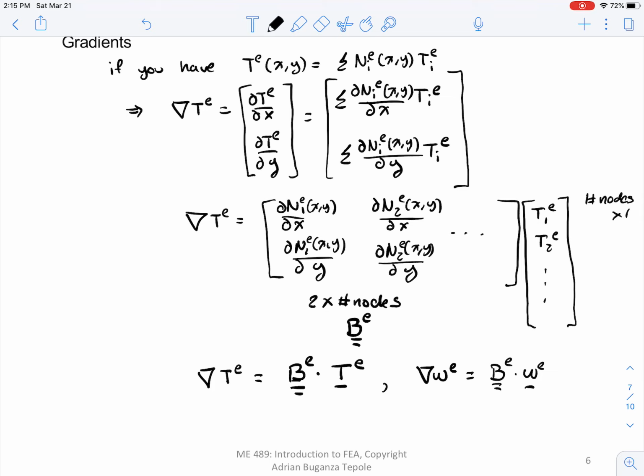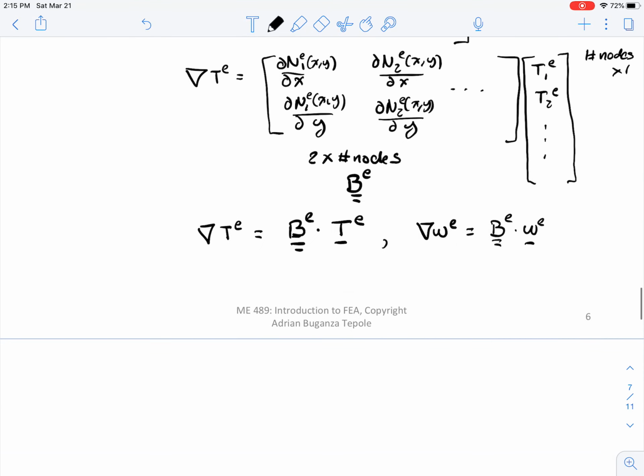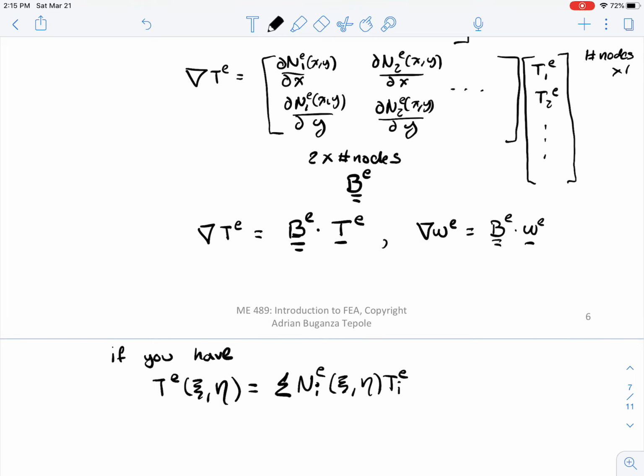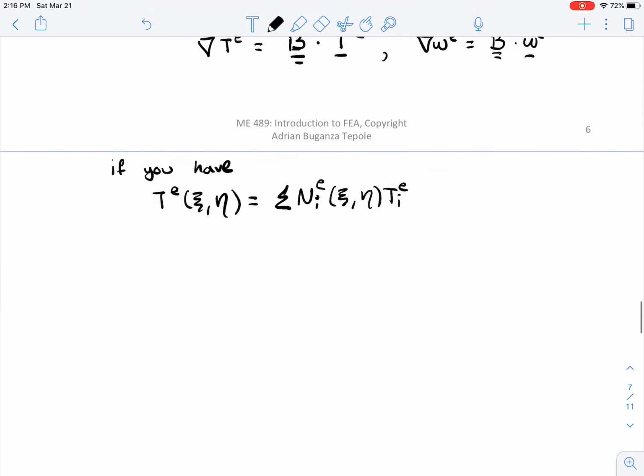Now this is true if you have the shape functions directly in terms of x, y. Now what happens if you have the shape functions in terms of psi and eta, which is actually the most likely? So if you have, for example, TE in terms of psi eta as the sum of the shape functions over the parent domain times the nodal values. So in that case, and this is what I uploaded in the previous video, if you want to get the gradient, you actually have to use the chain rule. So what we have to introduce just before introducing the chain rule is two things.